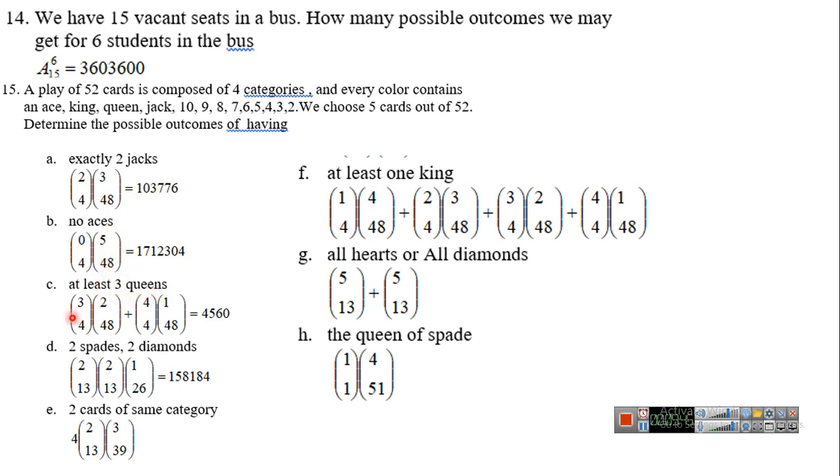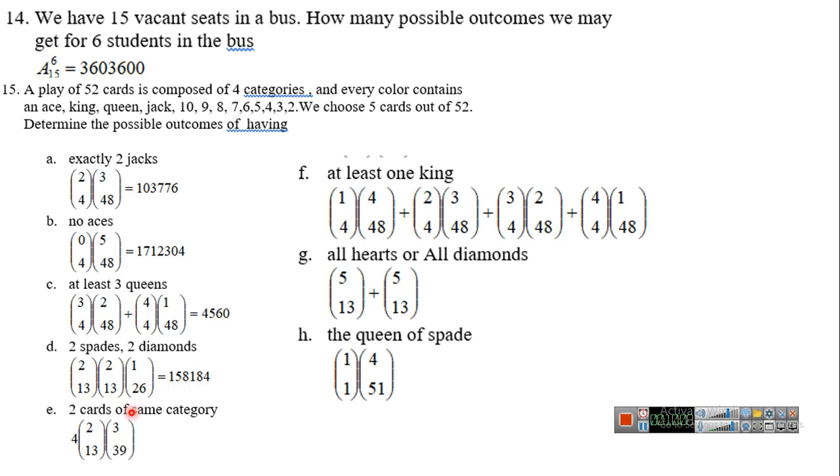At least 3 queens. Either you have 3 queens, 3 out of 4, and it remains 2 not queens, out of 48, or the 4 are queens and it remains 1 card, since I'm picking 5 cards, out of 48. I want 2 spades or 2 diamonds, but I'm picking 5. So 2 spades, I have 13 spades; 2 diamonds, I have 13 diamonds. One card remains. It can be a heart or a club.